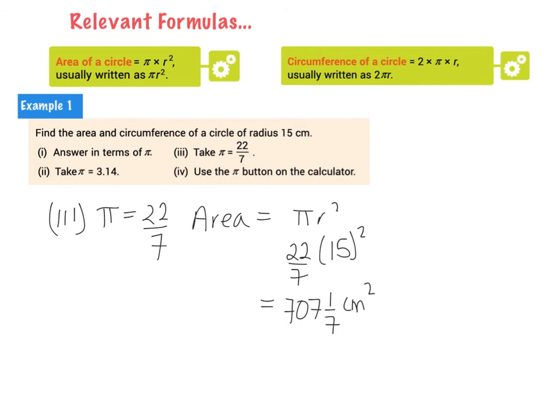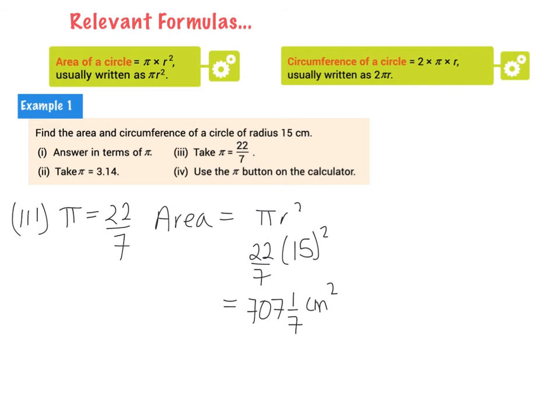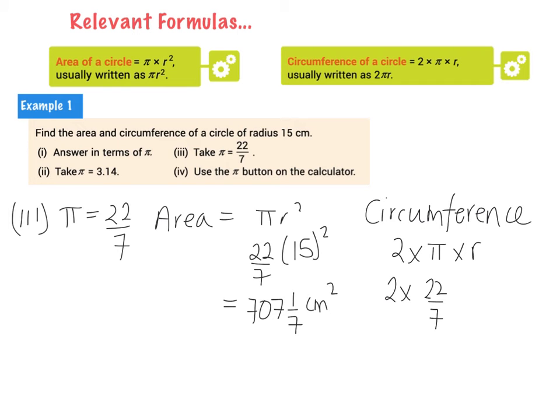Now let's have a look at the circumference. So I'm just going to move these across a little bit. Circumference is 2 times pi times r. So it's 2 times, sorry now that's a funny looking x, 2 times 22/7 times r, which is 15. And when we put that into our calculator, we're going to come out with 94 and 2/7 centimetres. And you can put that again as a decimal if you wish, or you could leave it with the fraction.